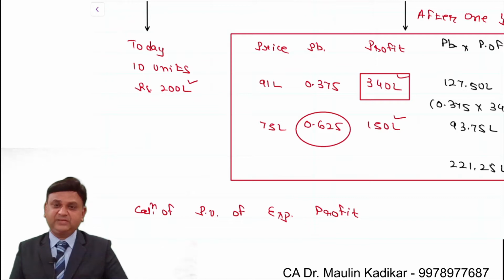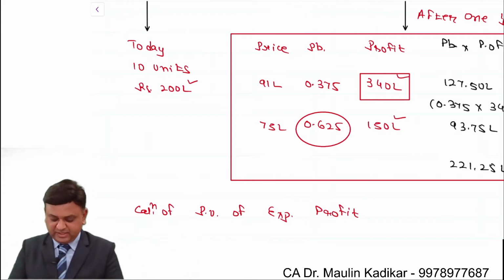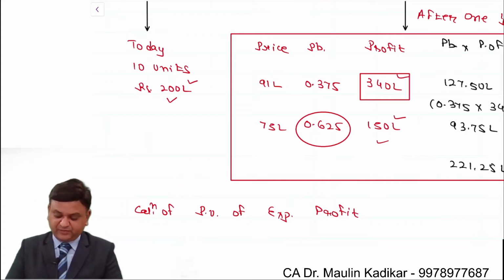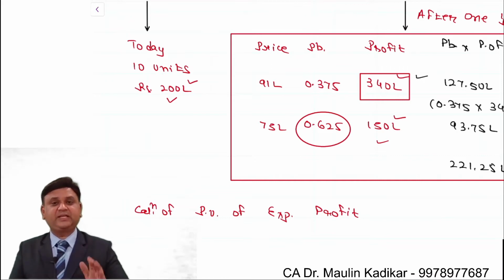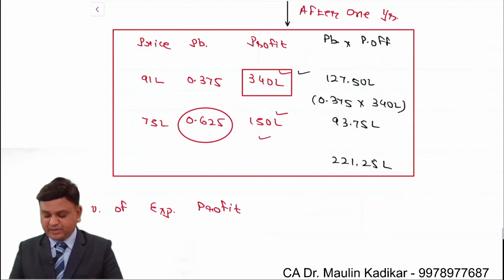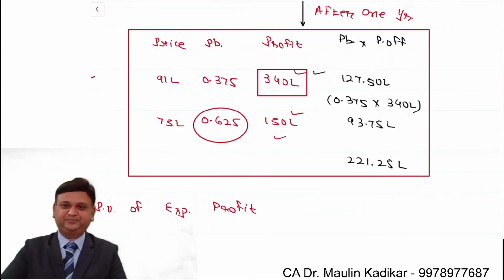Because if at all you are pessimistic, you have a fear that the price will fall and the profit will decrease from 200 to 150. So in that case you will do construction right now, but that is wrong. At the same time, if at all you are optimistic that the price will definitely increase, even in that case you may prove to be wrong. So we are having this probability distribution method for the purpose of decision making.